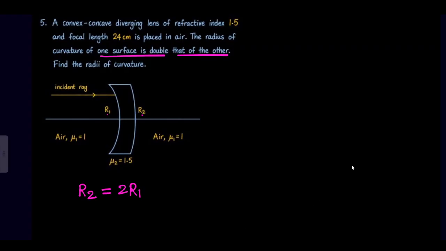Now tell me the focal length formula. 1 by f is equal to mu minus 1, into 1 by R1, and we need to find the radius. So 1.5 minus 1 into 1 by R1. Is R1 positive or negative? Negative. Then R2 value, plus 1 by 2 R1. Is R2 positive or negative? Minus into minus gives plus.